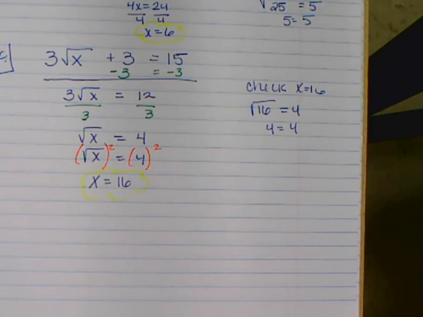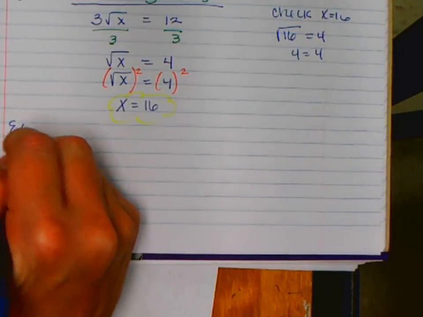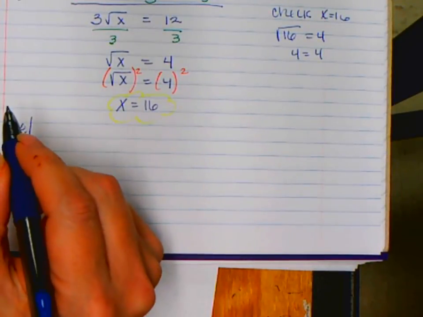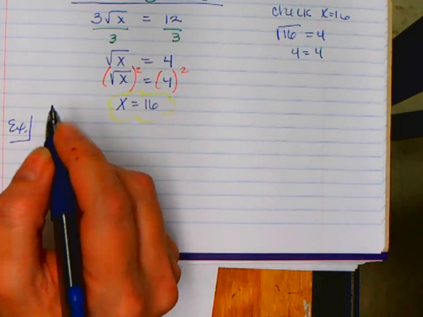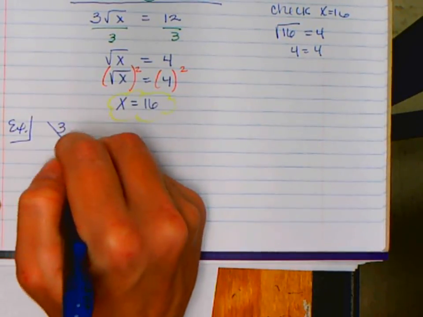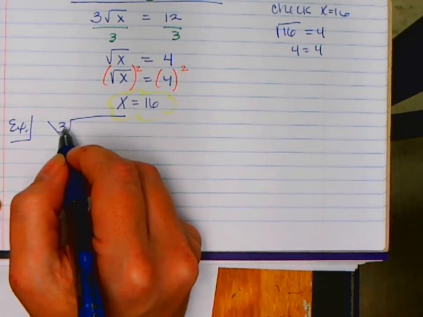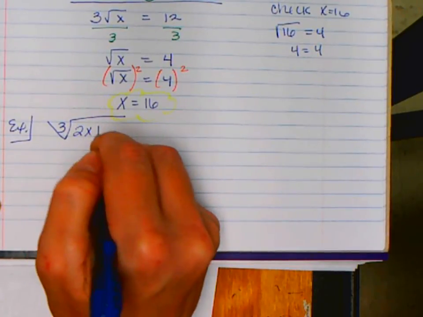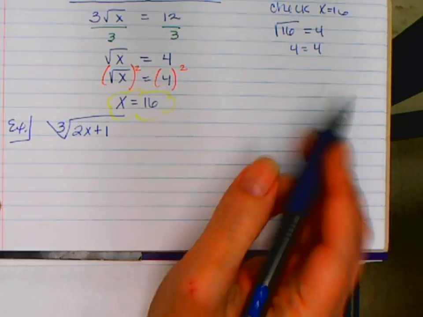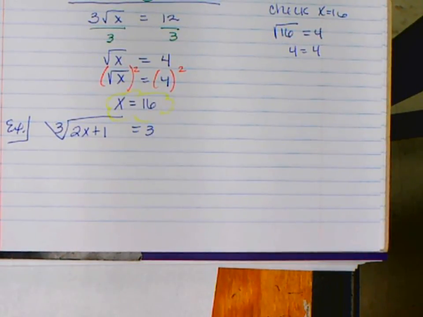Anybody have a question on that one? All right, let me show you one more, and then I will give you some to do on your own. How about the cubed root. My index is 3 now. Cubed root of 2x plus 1, and that equals 3.